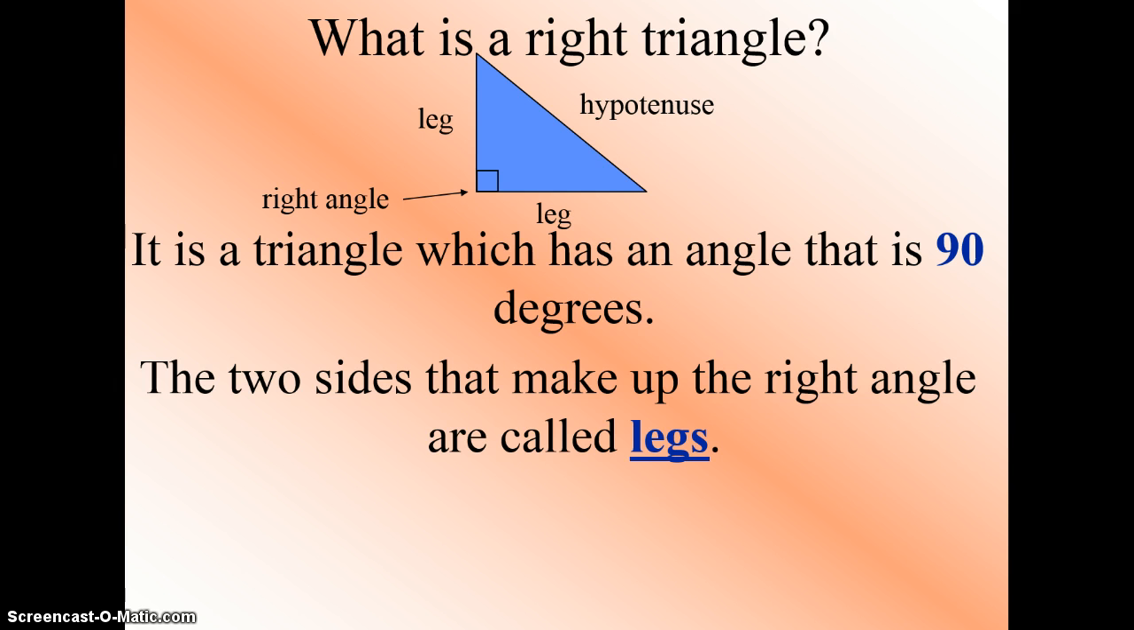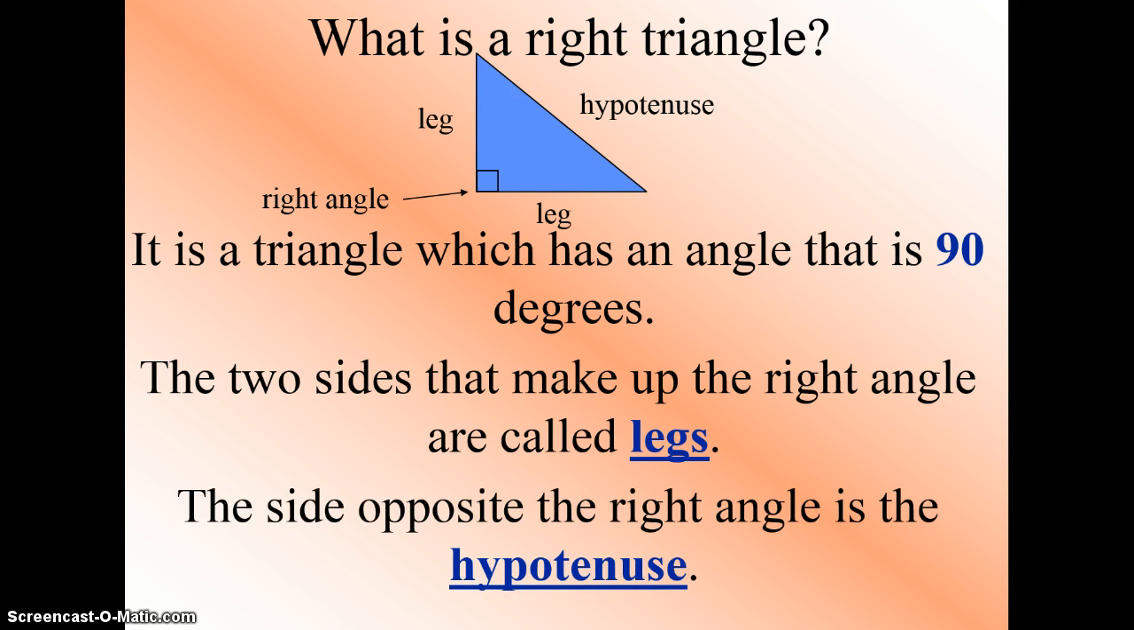The two sides that make up the right angle are called the legs. So look for the right angle and those sides adjacent to it that help form the right angle are your legs in your right triangle. And then here's that word that we talked about a little while ago. The side opposite the right angle is called the hypotenuse.